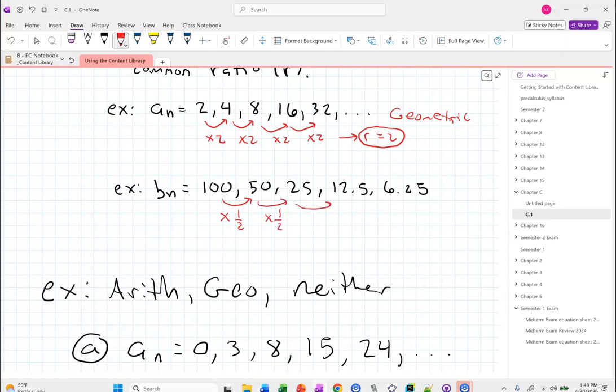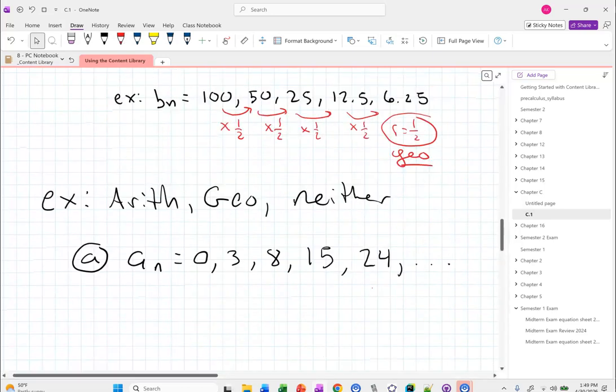Don't be confused. We could do the same thing with arithmetic if we were subtracting. We just think about it as adding a negative. Is everybody okay? So even though it's division, that's no big deal. You can still think about it as multiplication. So it still counts as geometric. All right.